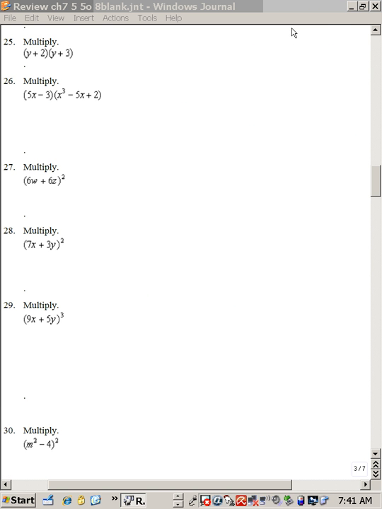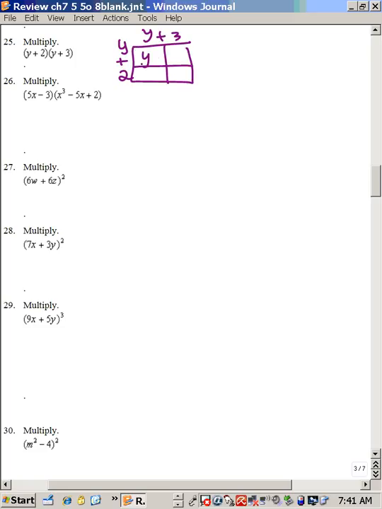Moving on to 25, I'm going to do a box with this problem. Now, many of you don't have to do anything. You are just doing these in your head, which is fabulous. Y times y is y to the 2nd. 3 times y is 3y. We have a 2y and a 6. Combining like terms, that's y squared plus 5y plus 6.